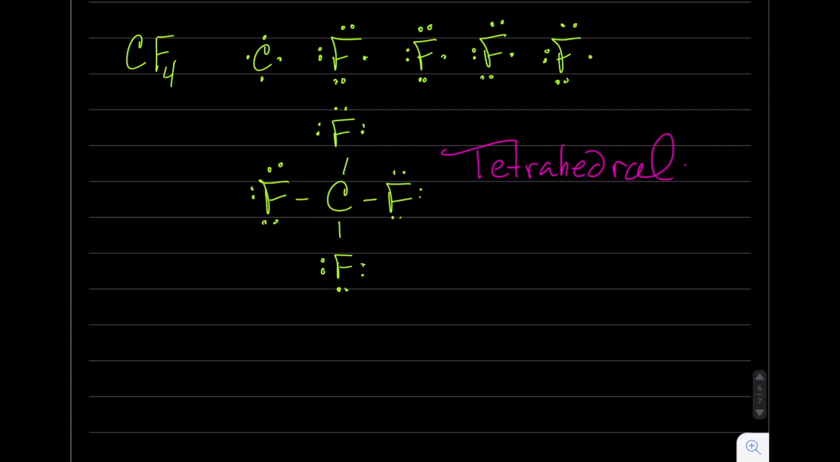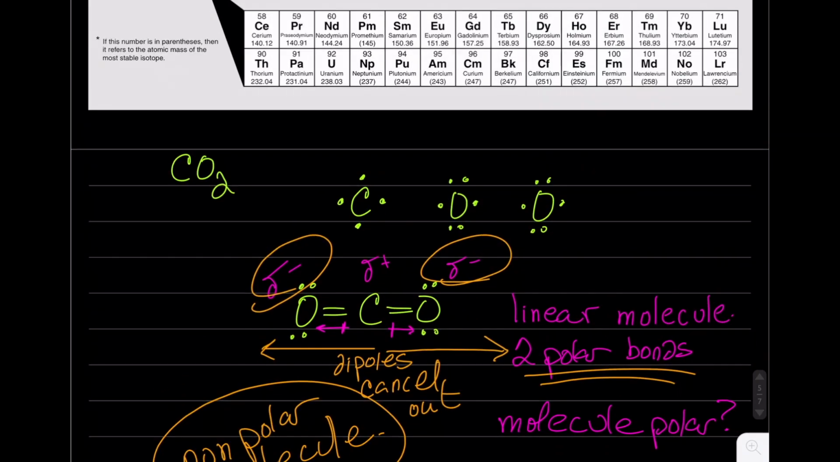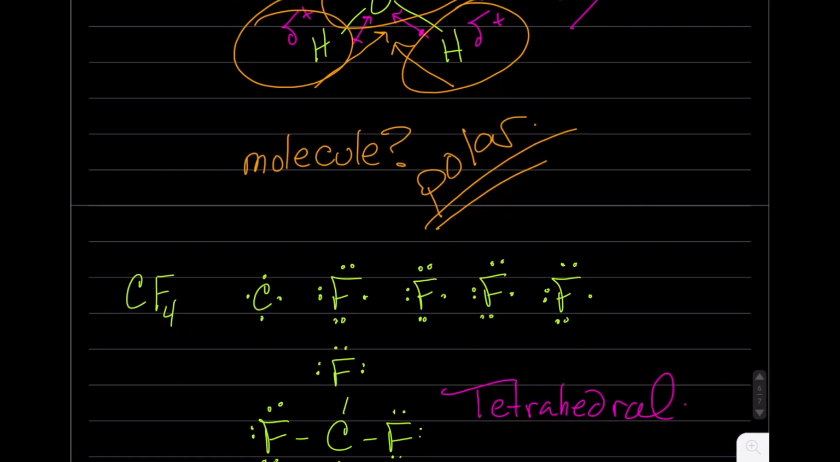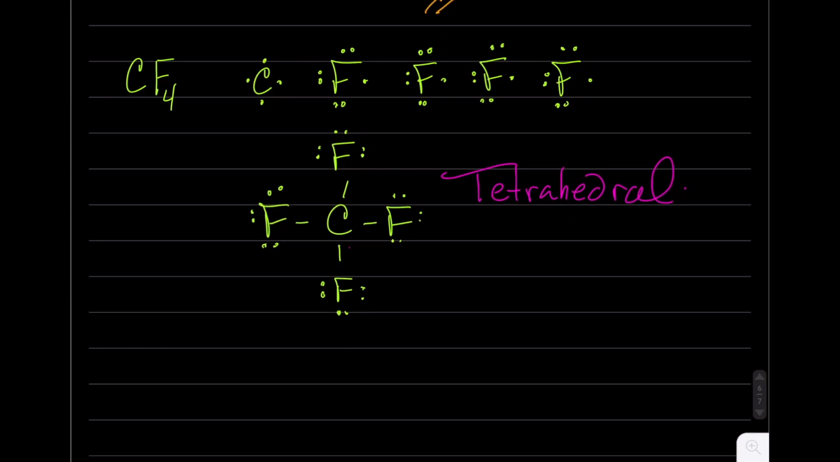Okay, and let's check to see if our bonds are polar or nonpolar. And we know they're going to be polar because they're not the same atoms. So which atom is more electronegative, the carbon or the fluorine? Well, we've got carbon and fluorine. Fluorine is more electronegative, which means our dipole moment will be the electrons pulling towards the fluorines. Okay, so we have a tetrahedral molecule made up of 4 polar bonds.